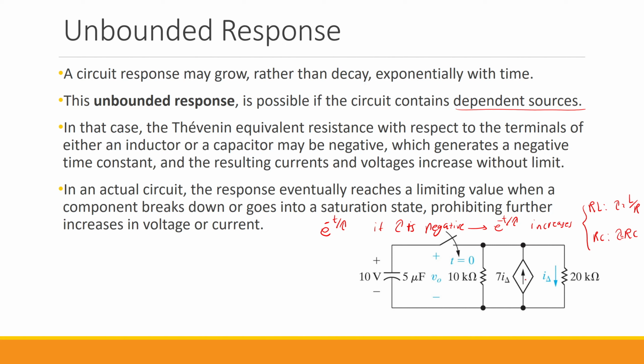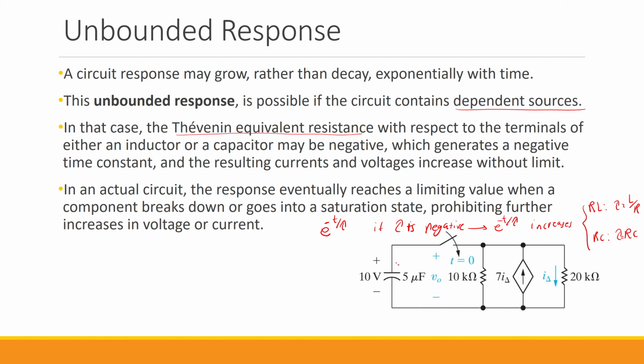In such a circuit, the Thevenin equivalent resistance with respect to the terminals of the inductor or the capacitor may be negative, which generates a negative time constant, and the resulting current and voltage increase without limit. So let's take a look at this circuit for now.